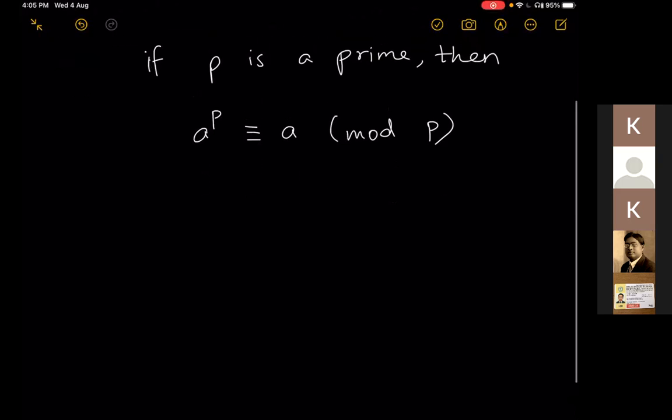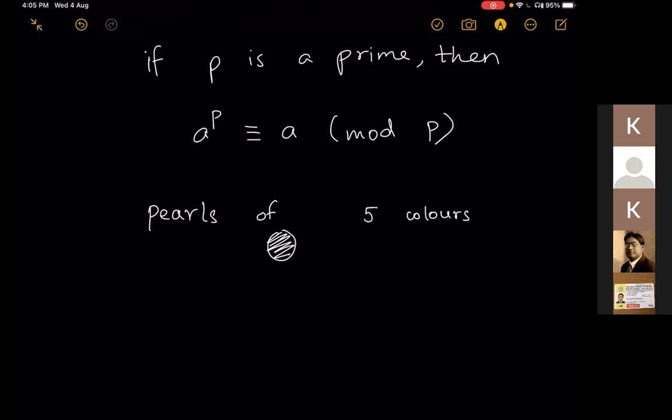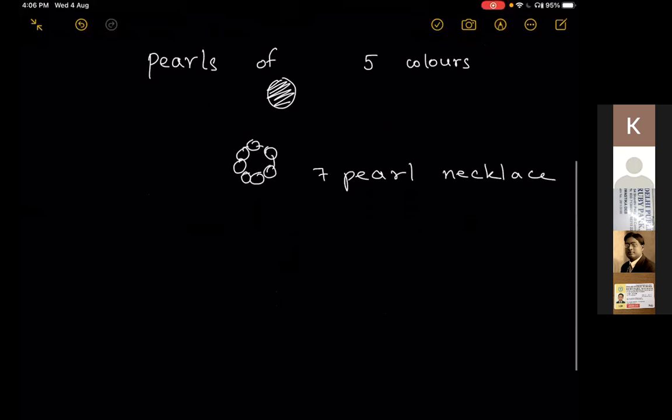Okay, so first, let us start with numbers instead of variables. So let us say we have pearls, of 5 colors. Now we make a necklace of 7 pearls. So how many such necklaces can be there?